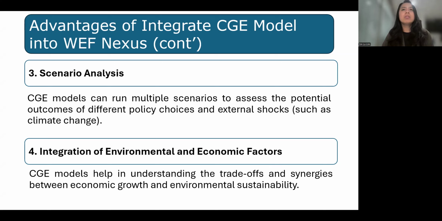So the CGE model can also help to understand the trade-off or synergy between economic growth and environmental sustainability. By doing so, we can identify how environmental constraints like water scarcity might limit economic activity, and we can suggest ways to mitigate the impact.